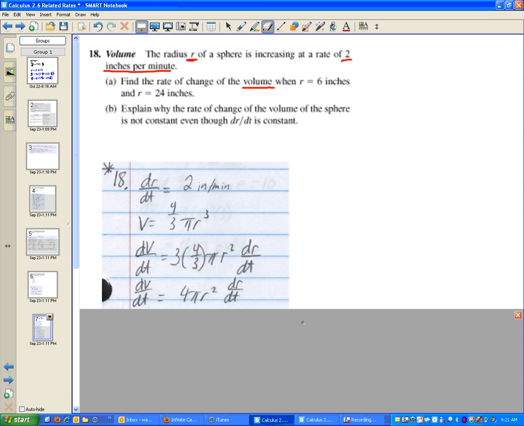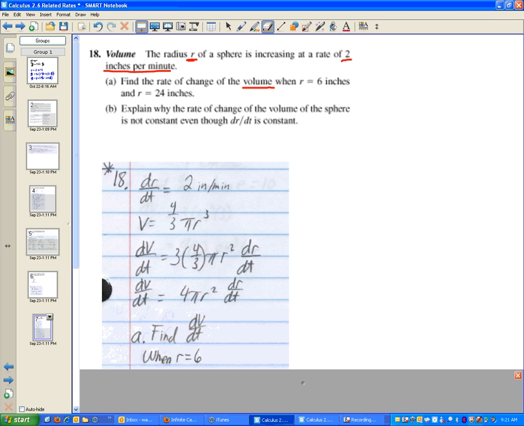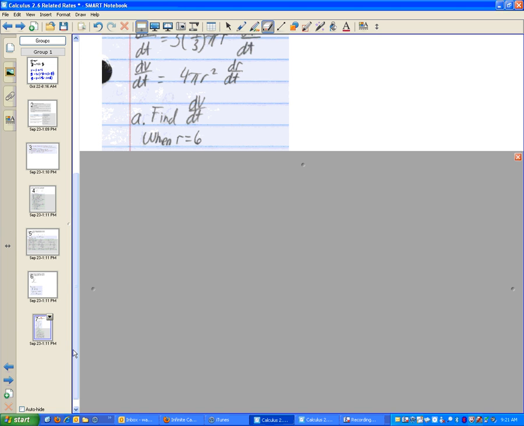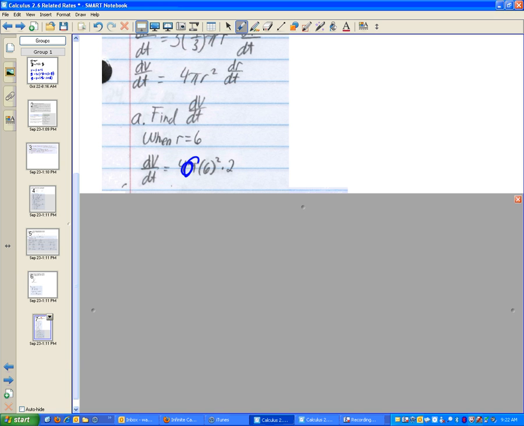Find the rate of change of the volume, so find dV dt when r equals 6. Even write it down so that you'll know what you're doing. Find dV dt when r equals 6. So, dV dt. All right, now 4 pi is 4 pi. But that r squared, what did they just tell us r equals? 6. So make that 6 squared.